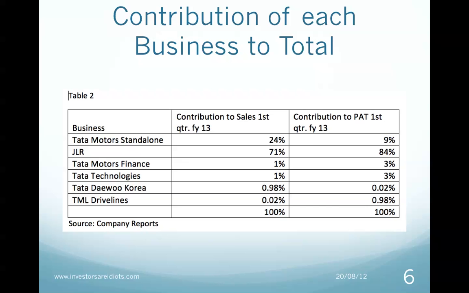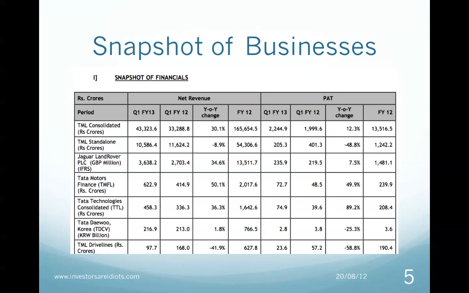The domestic business, if we go back to the previous slide, has actually not done too well for Tata Motors. You have seen Tata Motors standalone for the first quarter show a negative revenue growth of 9% on a year-on-year basis, and profits have fallen sharply by close to 50%. Whereas if you take the JLR, which is Jaguar Land Rover numbers, it's gone up. The revenues have gone up by 35% in the first quarter, and profits have gone up by 7.5%.